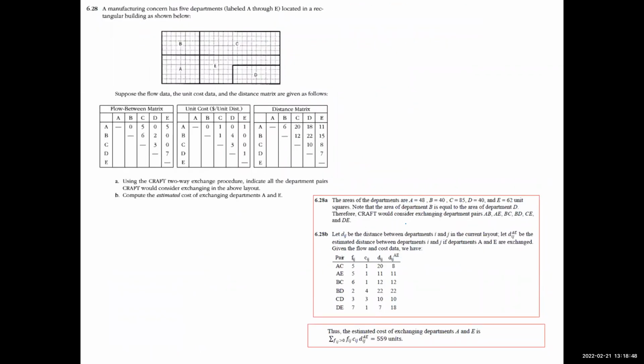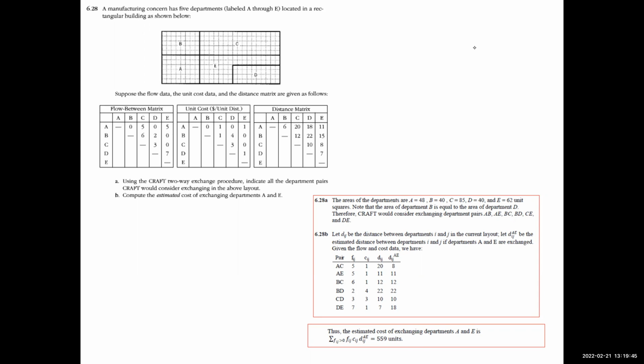And then this is the problem for this latest assignment. This is a CRAFT problem. You have a manufacturing concern with 5 departments labeled A through E, located in a rectangular building shown below. In this problem, suppose that the flow data, the unit cost data, and the distance matrix are given as follows. You remember we started by looking at the centroids and computing the distances. In this problem, I already gave you the distances, so you don't have to go through that process. The distances are listed in the third table, the distance matrix. So you have the distances, the unit cost, and the flow between the areas.